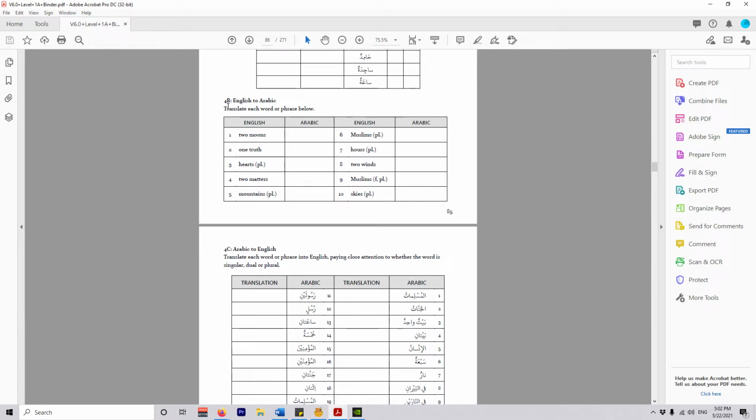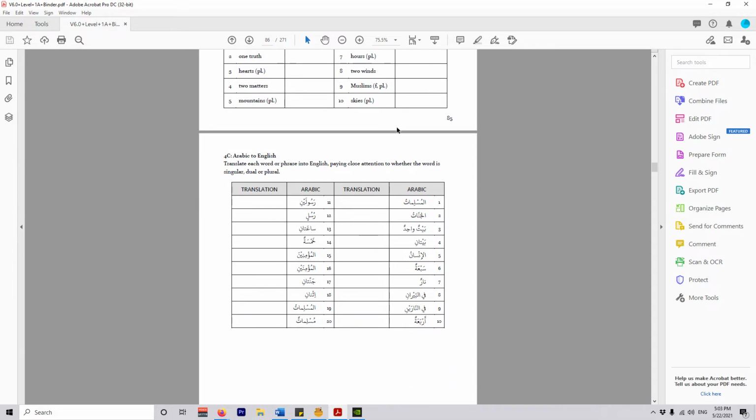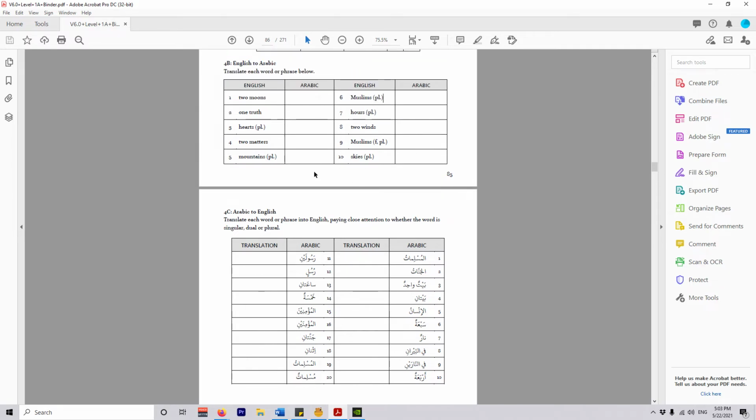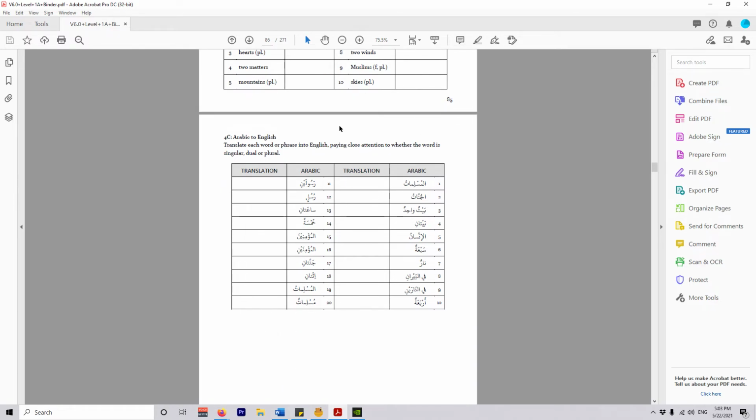And here for 4b, we have translate each word or phrase below. So 2 moons, would that be qamaran? We have 1 truth, and we have making them plurals here too. And if you have any questions about that, I'd be happy to work one-on-one with you in regards to any of the exercises here.